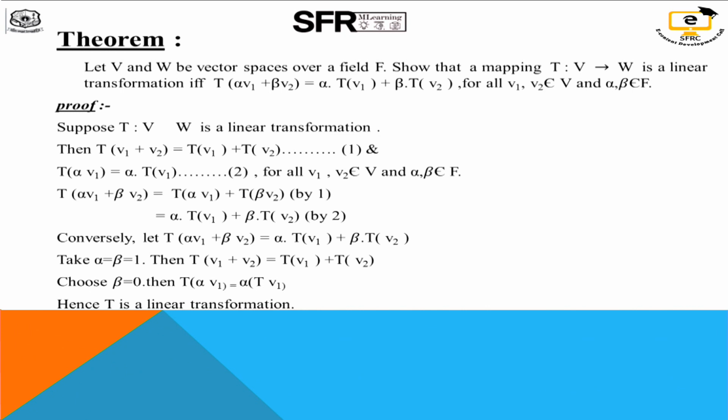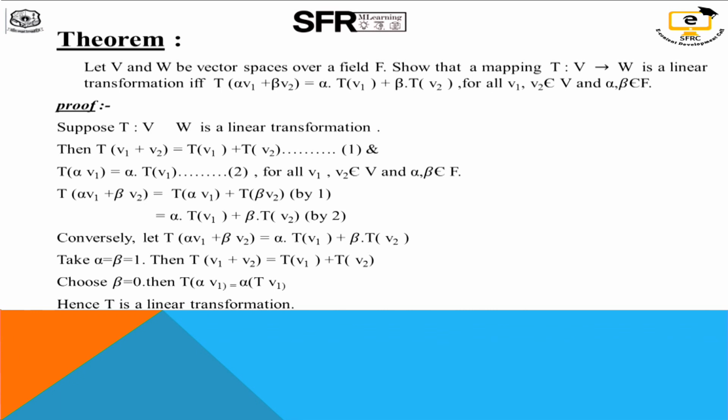You assume the first part. Suppose T from V to W is a linear transformation. We have to prove the required identity. Then you take two vectors: T of V1 plus V2 equals T of V1 plus T of V2 by definition, and T of alpha V1 equals alpha into T of V1. Then you take the left hand side, T of alpha V1 plus beta V2, and by applying the concept that T is a linear transformation, we can split it into T of alpha V1 plus T of beta V2. Then by using conditions 1 and 2, we can get the result. Therefore, we say that the first part is proved.